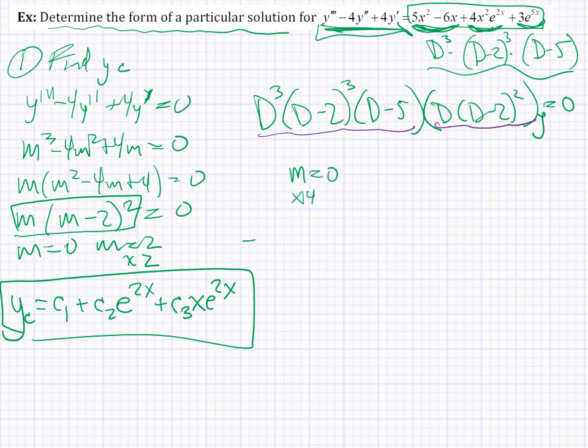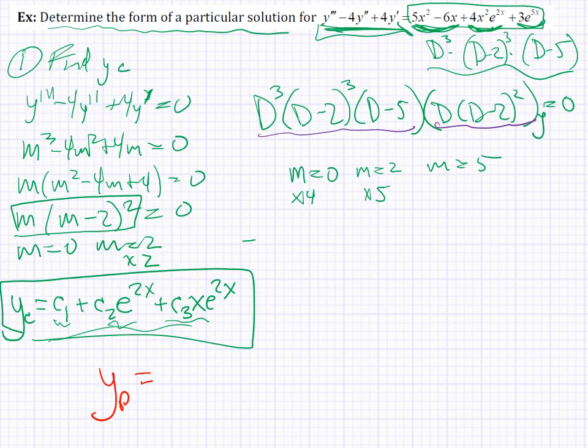The first one we've already used, and then the next 3 would be in y sub p. We're going to get an m equals 2, but that's going to be times 5. We've already used the first 2 in our y sub c, so the next 3 would be part of y sub p. And then we get m equals 5, and that's only going to occur once, and that's completely out of our y sub c.